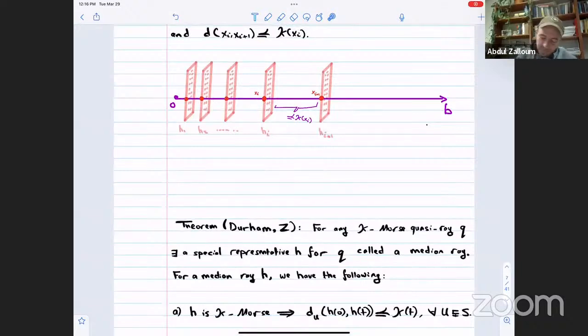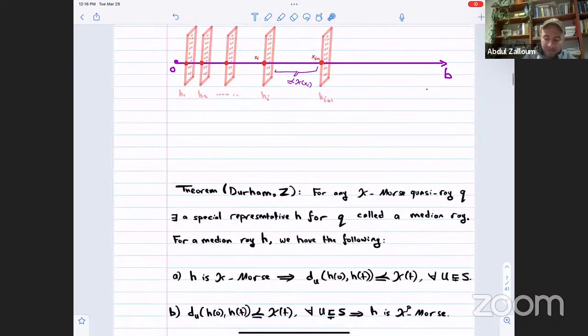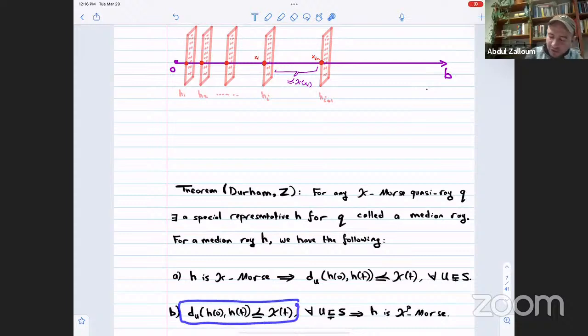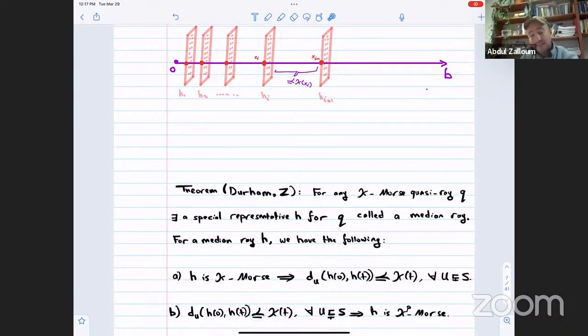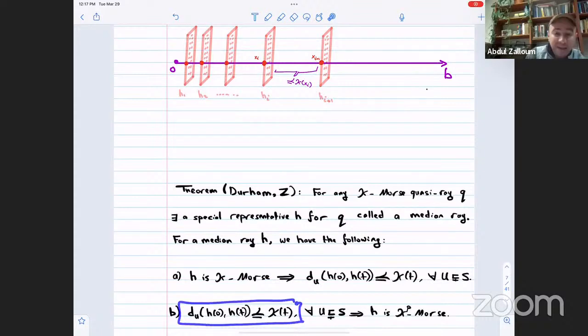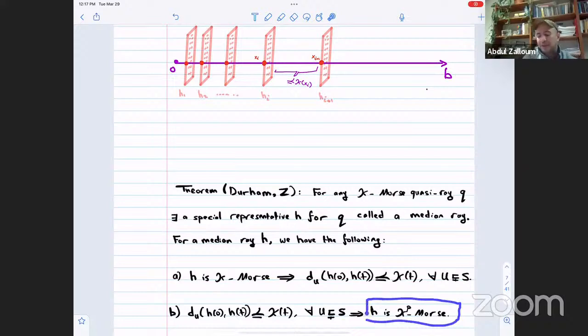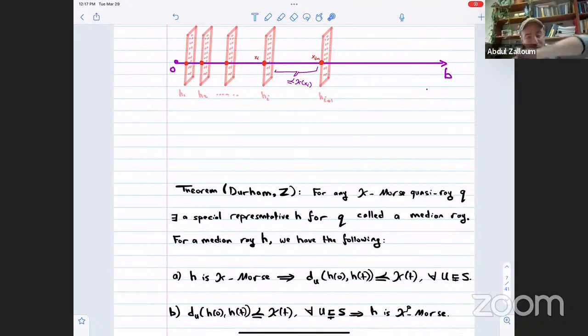The converse of this statement is true, modulo a small thing. Suppose H is a median ray where the distance between H of 0 and H of t is at most kappa of t, coarsely, up to an additive and a multiplicative error. If the distance in each hyperbolic space is at most kappa of t for every non-maximal domain, then H has to be kappa to the p Morse, where p is a power that only depends on X. So it doesn't change as you change kappa.